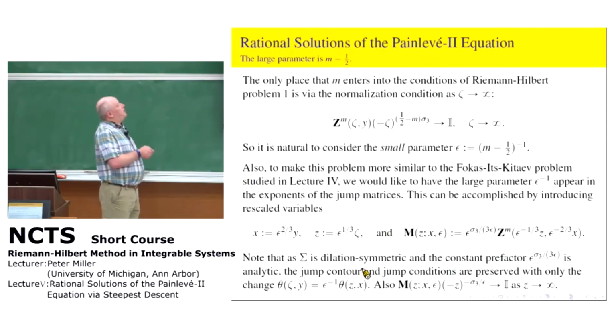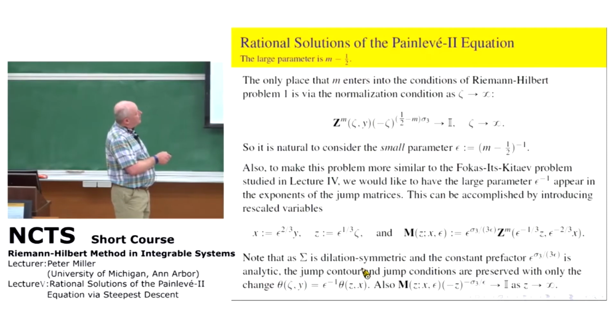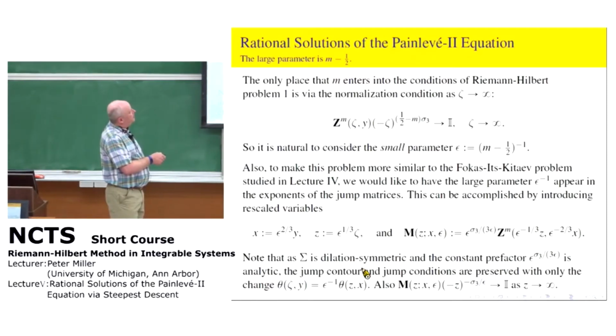So as we mentioned, the only place where m enters into the conditions of the Riemann-Hilbert problem is in the normalization condition at infinity like this. And looking at that, you see the large thing. I was mentioning that there was an m minus a half showing up everywhere. Well, this is why. It's m minus a half that is the large thing, actually. And so it's natural to consider the small parameter epsilon to be just 1 over m minus a half.